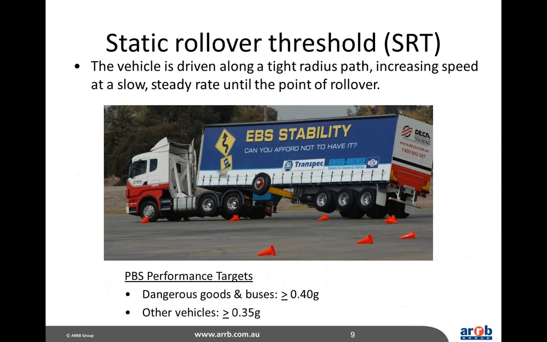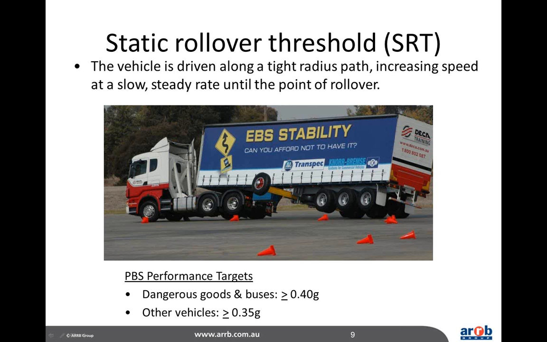To work out static roll threshold, we drive a vehicle along a tight radius path, a circular path, and increase the speed at a slow, steady rate until the point of rollover. Now that's how we determine static roll threshold doing a vehicle simulation. You can do it on a real road, as is alluded to in this picture here. But in real life, the definition of static roll threshold involves putting the vehicle on a tilt table and tilting it until you see that it's about to roll over, measuring how much acceleration it takes to do that.